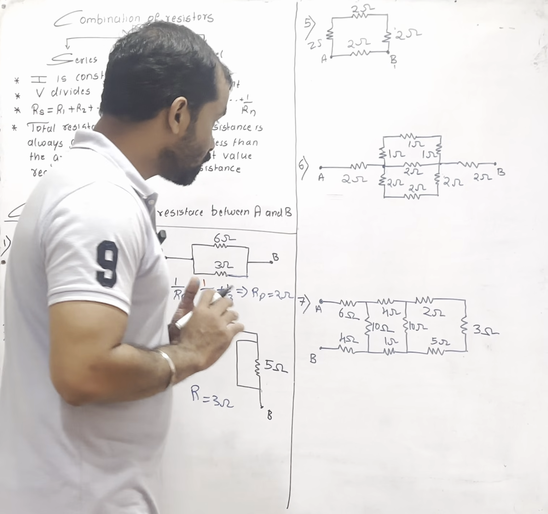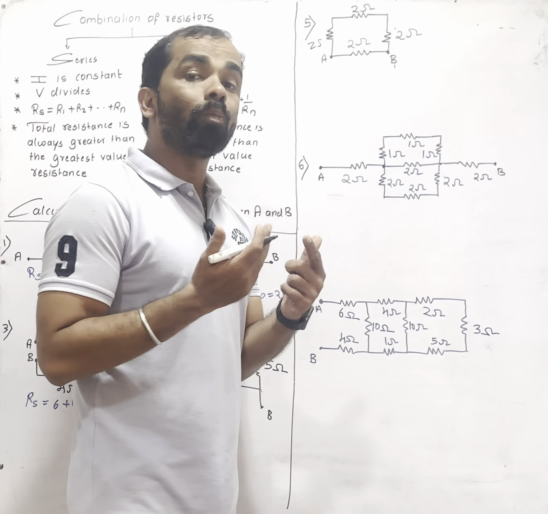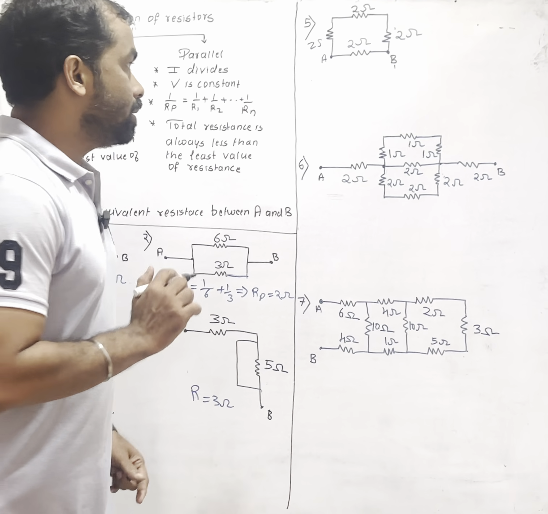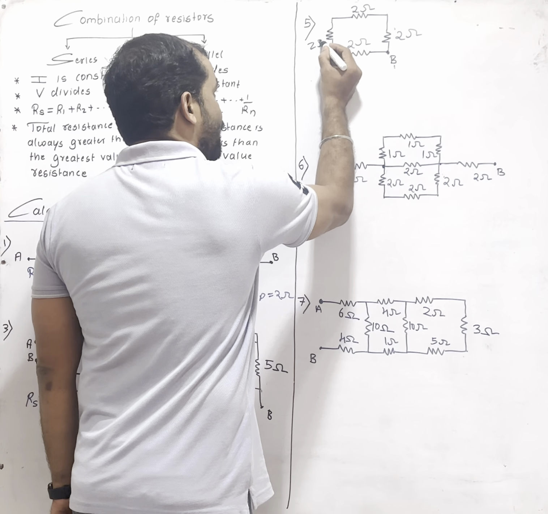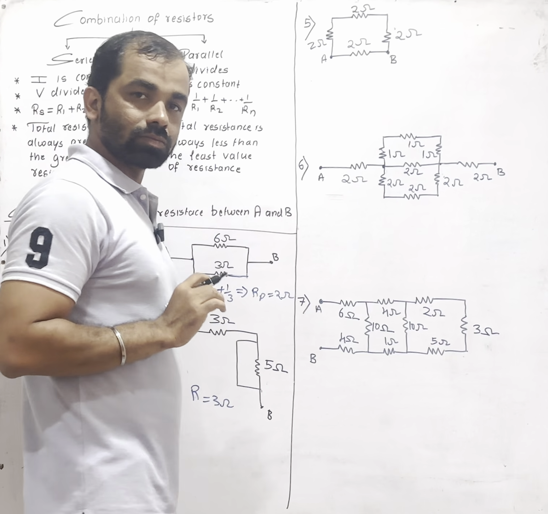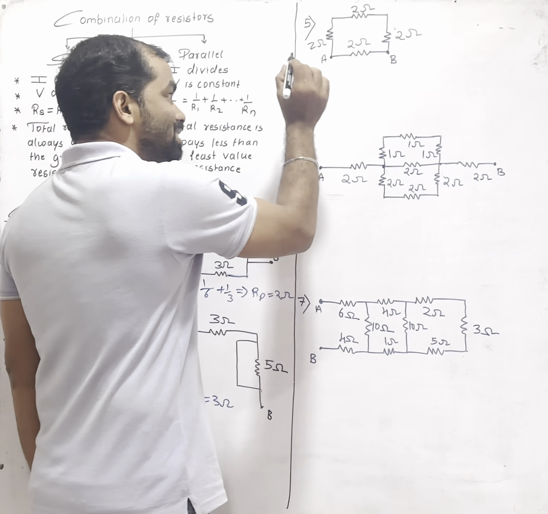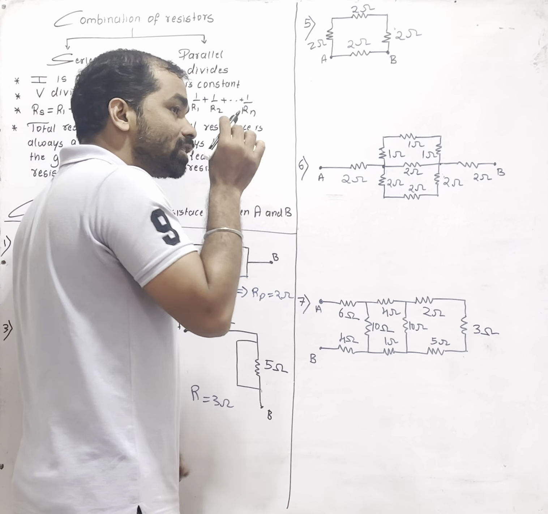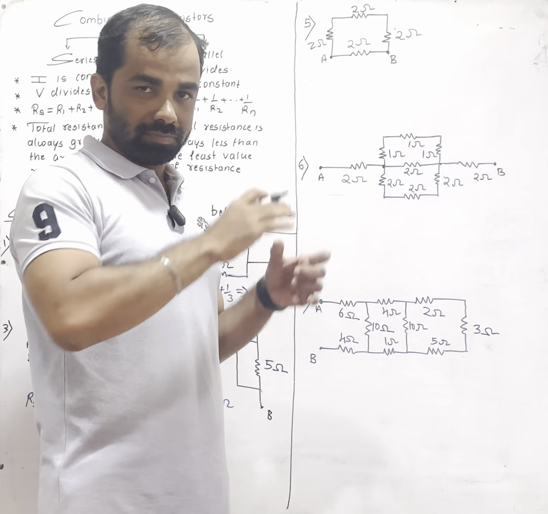Okay, fine. Now come to a little complex one. See here, in this diagram, you have to find the resistance between A and B. Okay, so in such combinations, always put yourself in the scene.